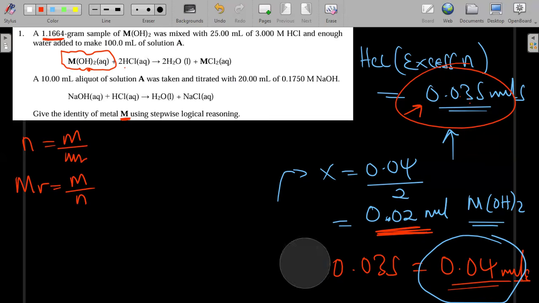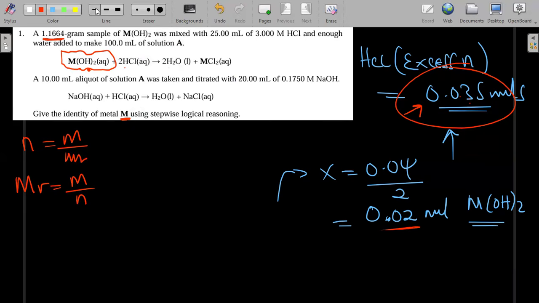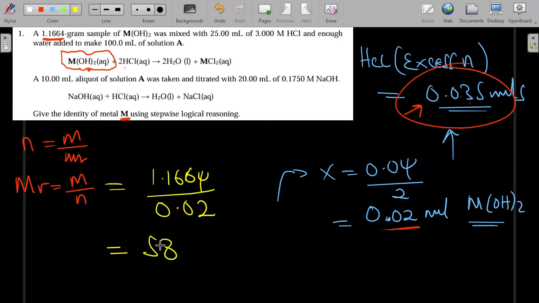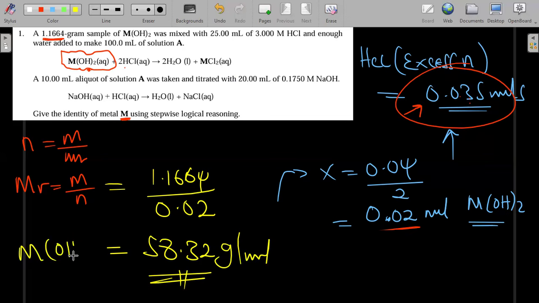So let's use it. We're going to say molar mass of this whole metal hydroxide is just the mass, 1.1664, divided by the moles, which is 0.02. So when you punch this into your calculator, it should give you 58.32 grams per mole. So this one here is the molar mass for this whole thing here.